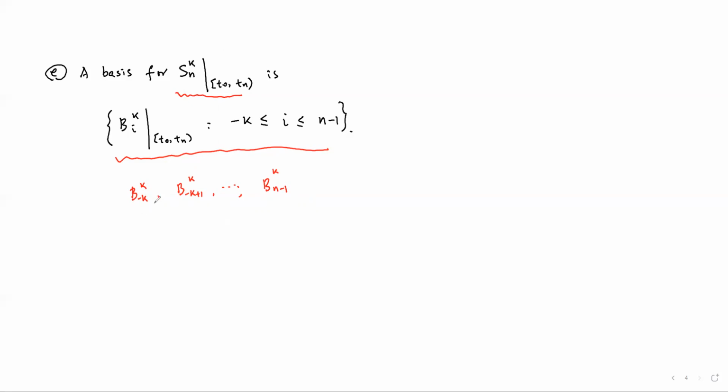This basis has a nice property, a very nice property: the sum of these functions is equal to 1. Now this is our review about basic spline functions. Now I present one algorithm to solve spline interpolation.